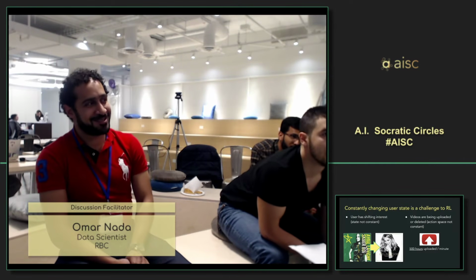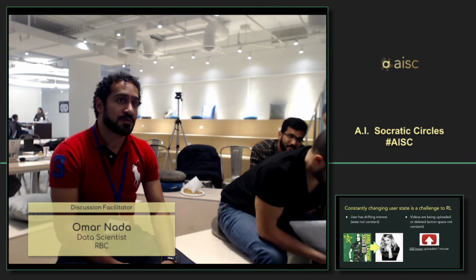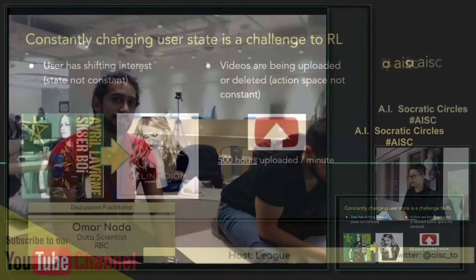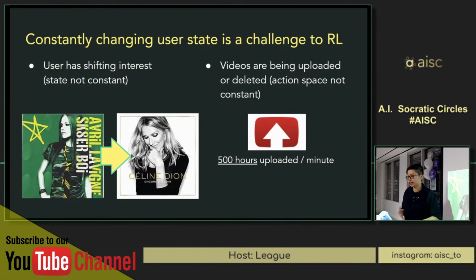So back to it, all of that is just to say it's pretty difficult for YouTube to do reinforcement learning, theoretically. And also YouTube videos are being uploaded constantly throughout the day. About 500 hours are uploaded a minute according to some data I found, and it's not even the newest data, so I imagine it might increase. This is kind of saying that the action space is not necessarily constant.